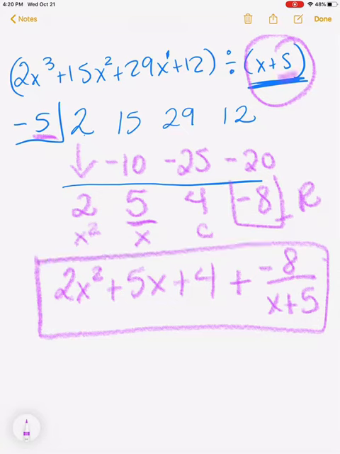So change the sign of what goes in here. Put that in your box. Write your coefficients across your top part. Drop down the first number and multiply, add, multiply, add, multiply, add, etc., etc. Okay, so hopefully that helped you a little bit.